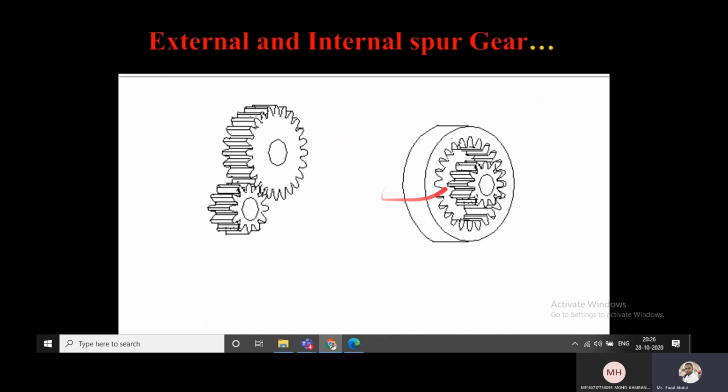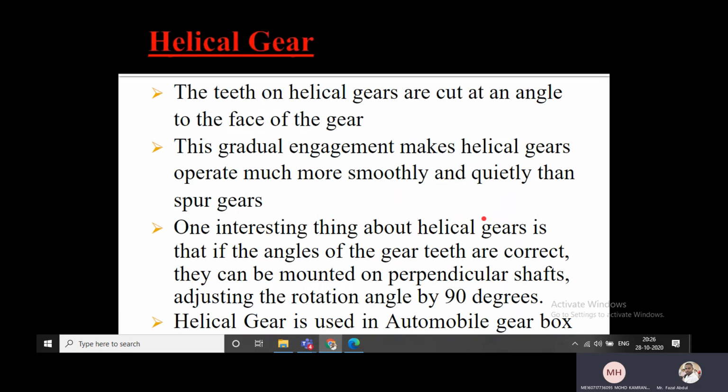External gearing, internal gearing, these two are also spur gears. If the gears are located outside, that is external gearing. Inside, there is nothing but internal gearing. Helical gearing: in a spur gear, the teeth are parallel to the axis of the gear. If the teeth are inclined to the axis of the gear, that is known as a helical gear.